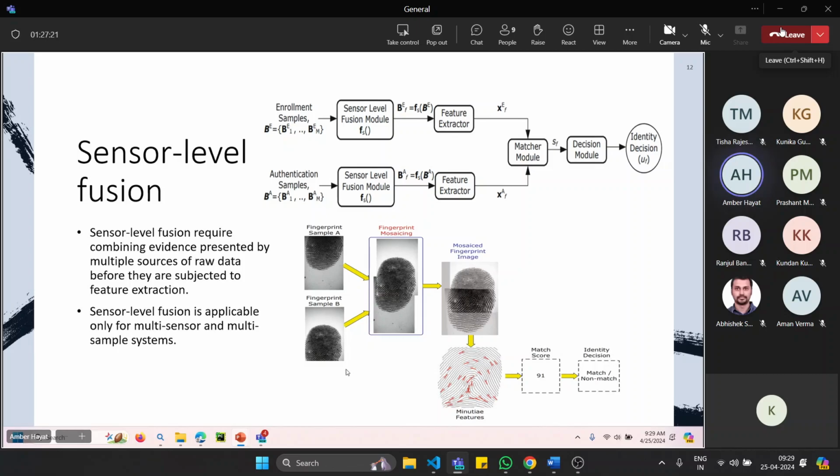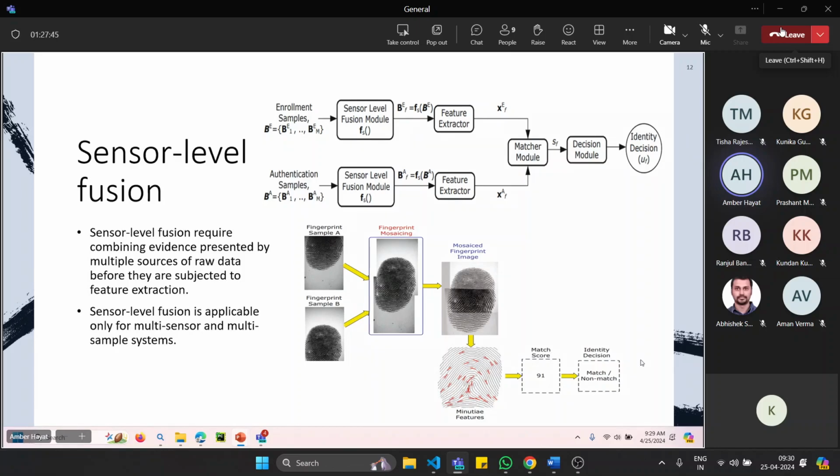So in fingerprint mosaicing, these two samples are combined at the sensor itself to get a mosaic fingerprint, which is an almost complete fingerprint, as samples A and B seem to be incomplete fingerprints. After you get the mosaic fingerprint, you will extract the features. The minutiae features are extracted, then the score will be found out. This is a later part.